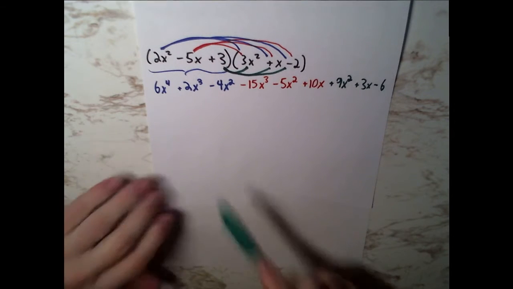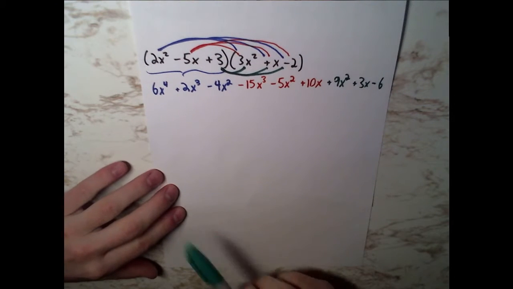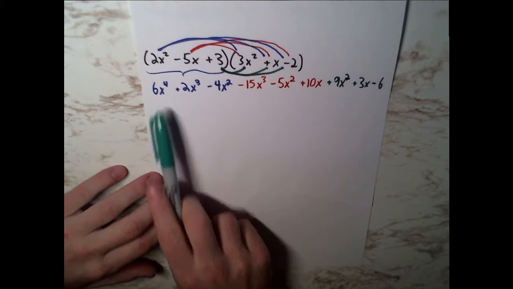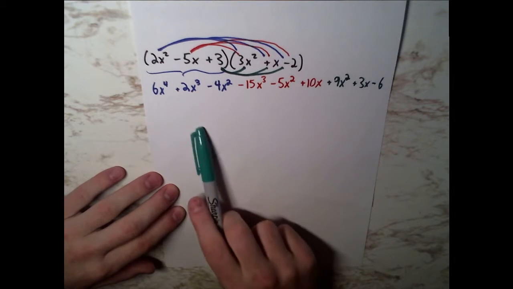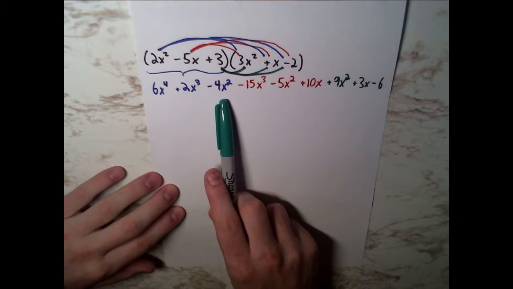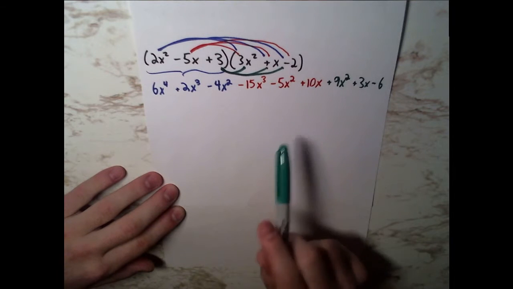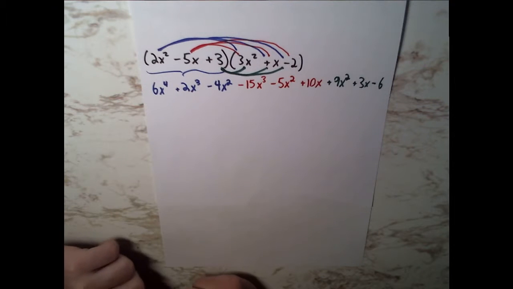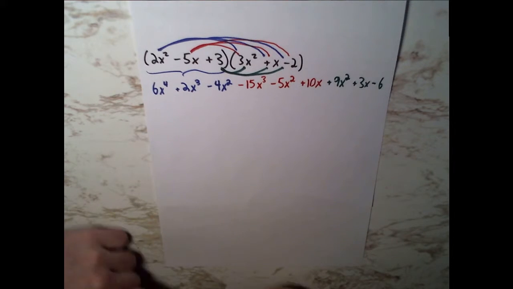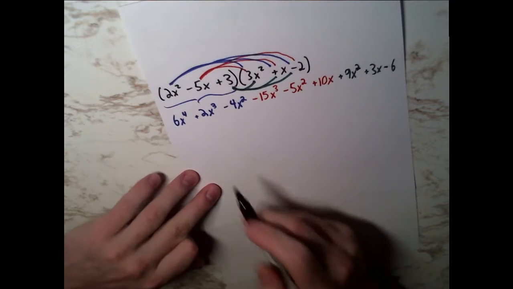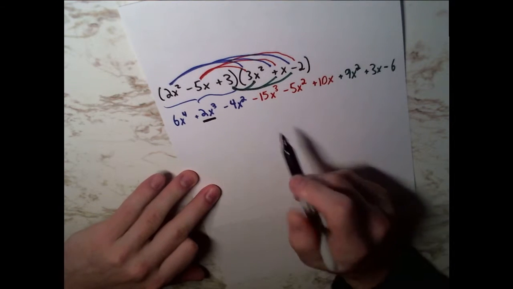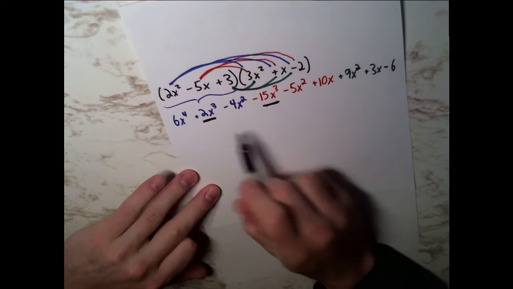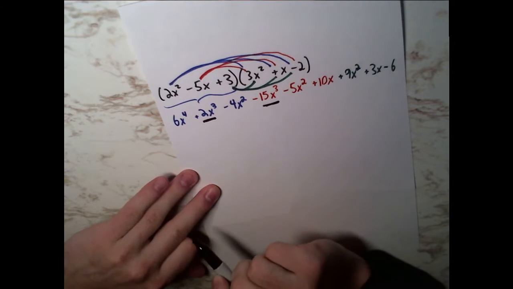Now that we have this all written out, we need to combine like terms. We're just going to add all of our x to the 4 terms, all of our x to the 3 terms, all of our x squared terms, and all of our x terms and all of our constants. In order to keep track, I like to underline my like terms. My x cubed terms are underlined in black here. I have 2 of them, it looks like.